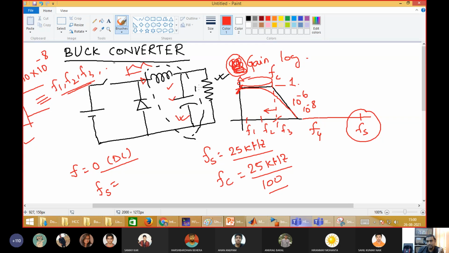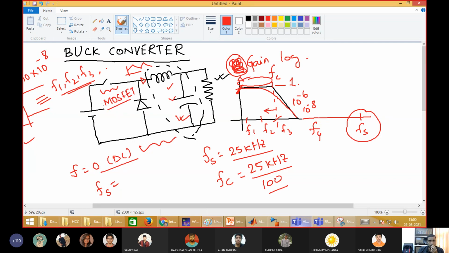Now, last thing is, this switch is a very high frequency switch. Why? Because this buck converter is of very low power level. It is not used for very high power levels. So in that case, the switching frequency could be very high. For that, we generally use a MOSFET switch here.